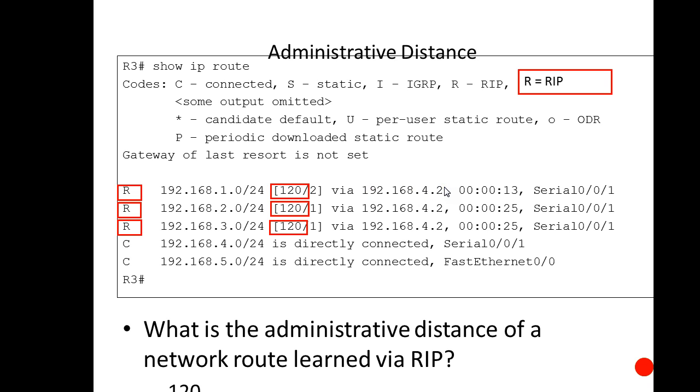So let's build a topology, and then we're going to configure the RIP version 1 routing protocol on R1, R2, and R3.